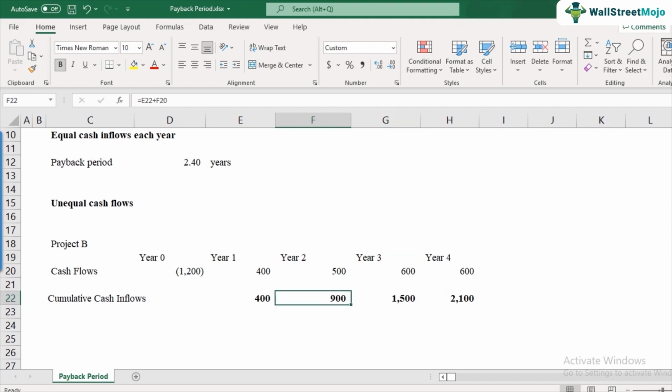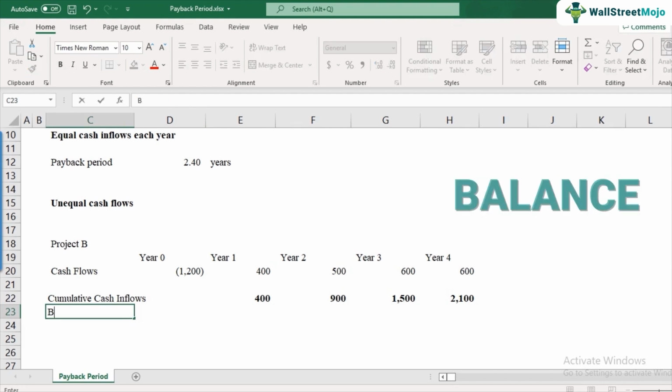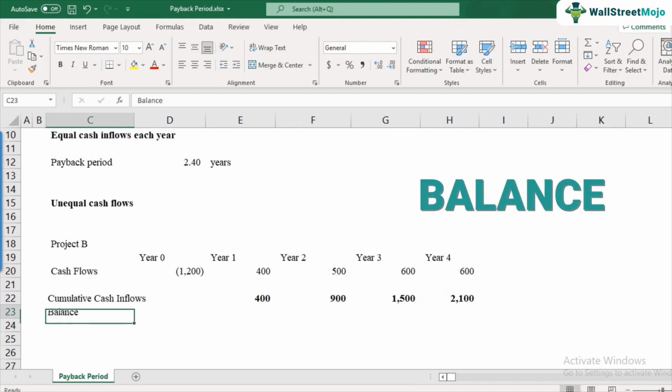Because on one side, we were able to recover only $900 by the end of year 2, but we recovered more than $1,200 at the end of year 3. So there has to be a point between which we get the exact payback period. So how do you calculate that is the key now. For that, we need to understand there is one more term called balance. What we understand by balance here is how much amount is left to recover.